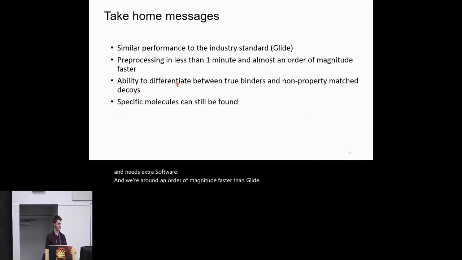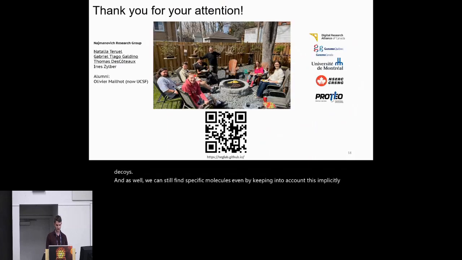We also still have the ability to differentiate between true binders and non-property match decoys. And as well, we can still find specific molecules even by keeping into account this implicit ligand flexibility.